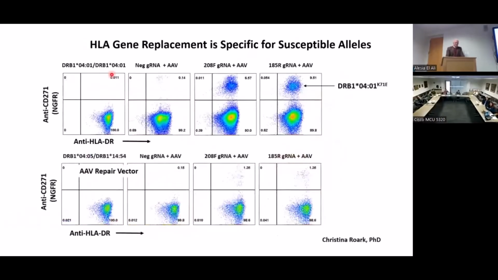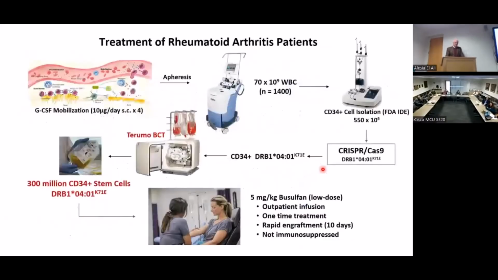And so by flow cytometry, if we just measure this CD271 binding, you can see that in cells from an 0401 individual, if we edit the cells, here are the cells that have been edited, and they express the 0401 K71E. We actually isolated them and sequenced them. And an individual who does not express 0401 doesn't have these cells. So we can specifically edit the cells of interest.